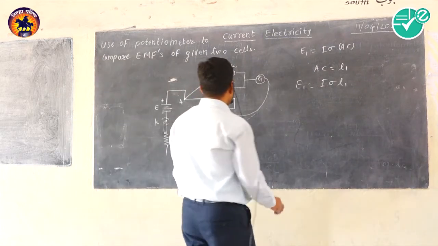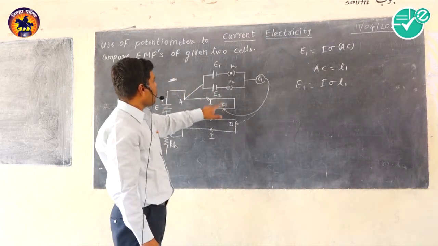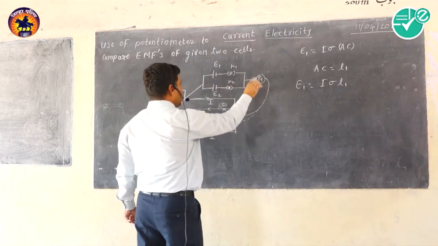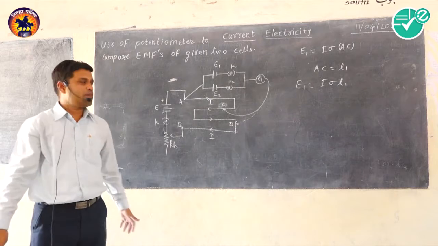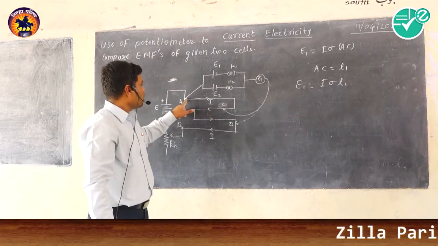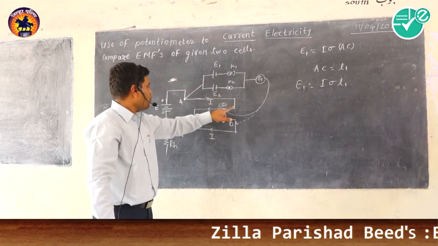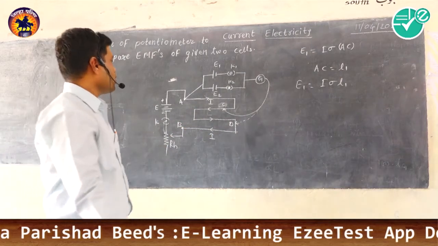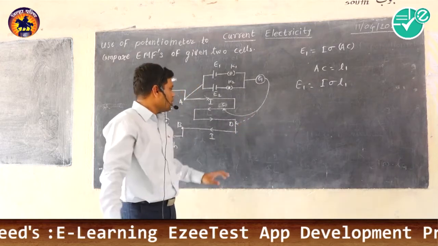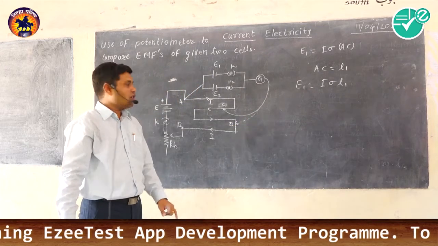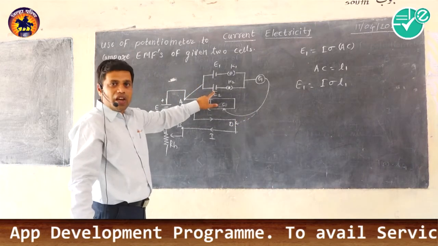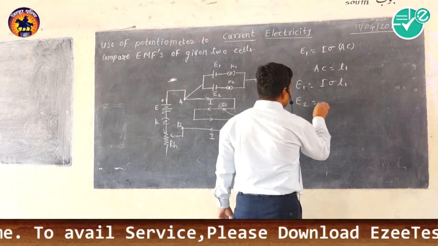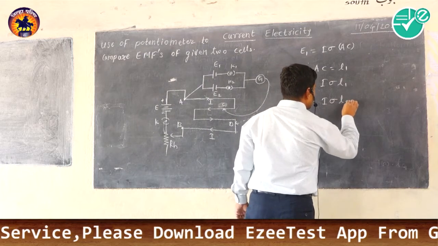Similarly, once you get the null point for E1, open key K1 and close key K2. Now adopt the same procedure as before. Start touching the jockey from point A on different points of the potentiometer wire, and find the null point for which the galvanometer once again shows zero deflection. At point D we get the null point while connecting cell E2 in the circuit, and therefore the EMF of the second cell E2 is given by I sigma L2.